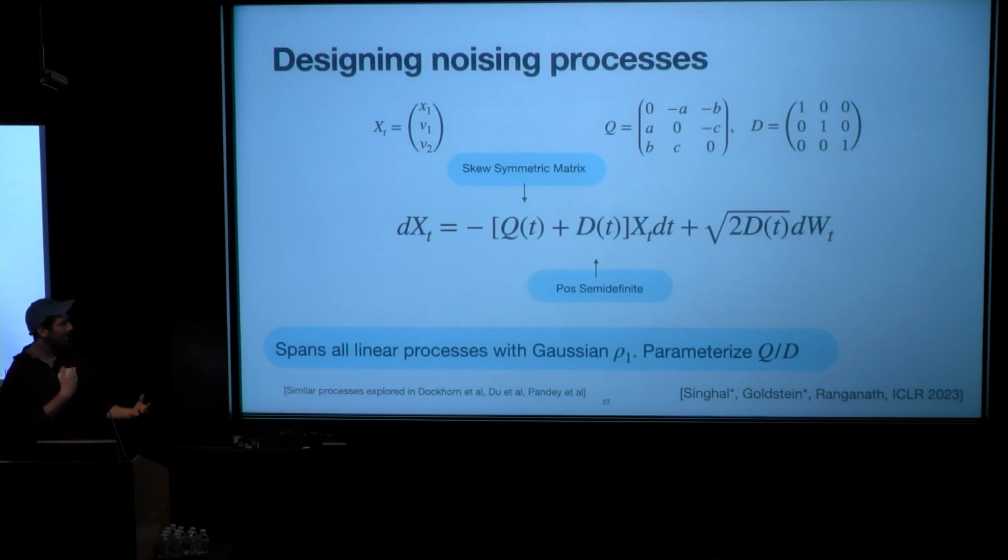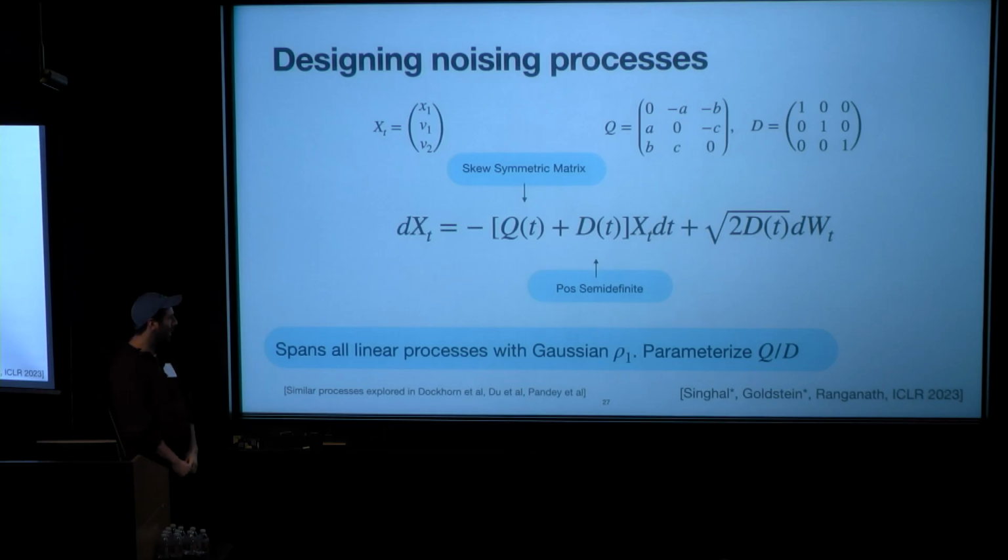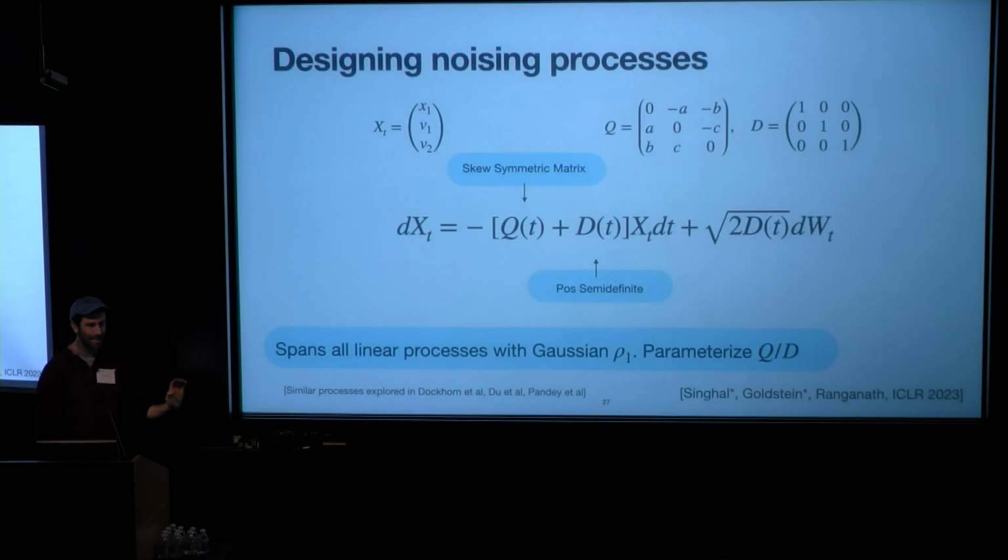The D is responsible for mixing noise in. The Q is responsible essentially for mixing information among coordinates. So it's a skew-symmetric matrix. And we can show that this parameterization under these two matrix constraints spans all linear diffusion processes that have a stationary distribution. The way to check the stationary distributions of these things is to plug this SDE into the Fokker-Planck equation and see where it zeroes out.